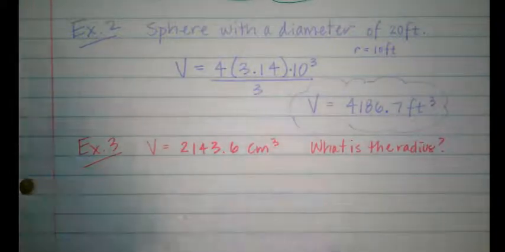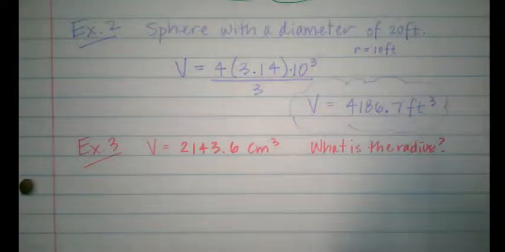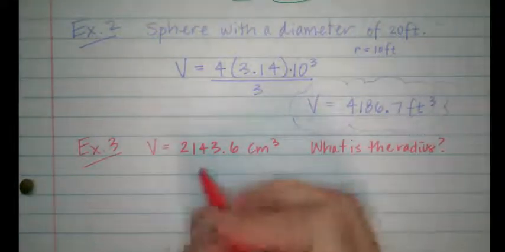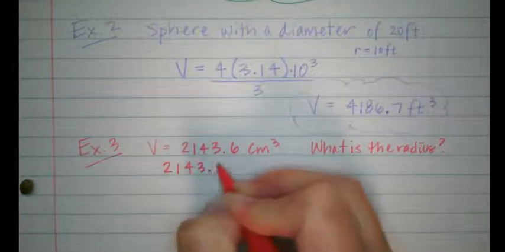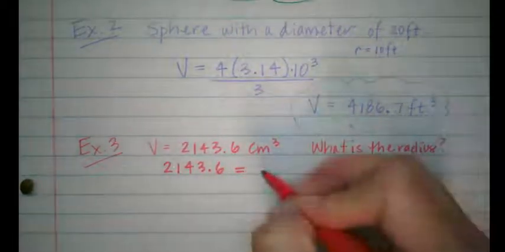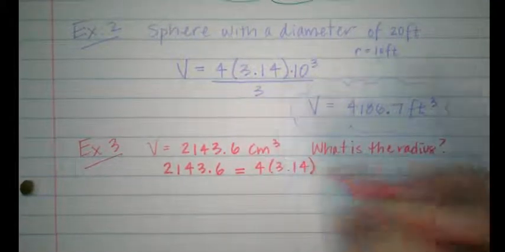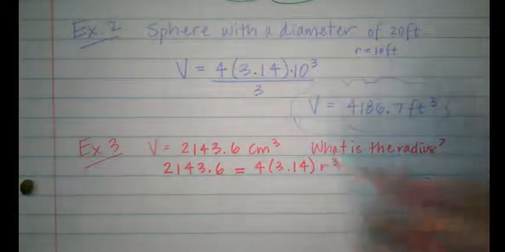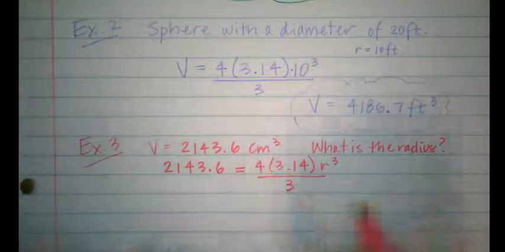All right, so just like we did the other day, what we need to do is work backwards. So I'm going to fill in everything I know in the formula. So I know that the V is 2,143.6, and then that would be 4 times the pi times the radius cubed, but I don't know what the radius is, and then it's going to be divided by 3.